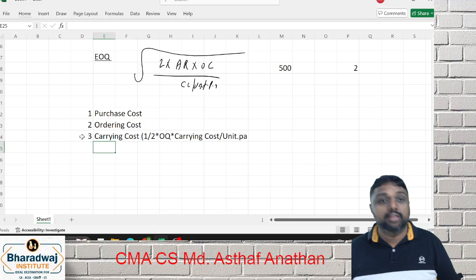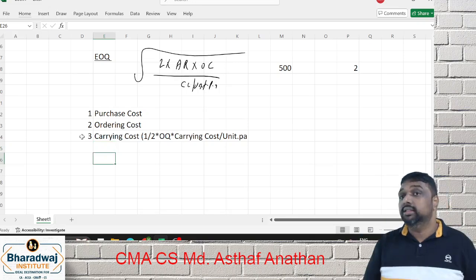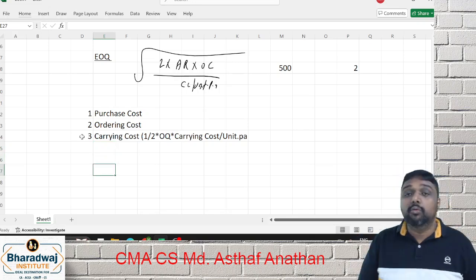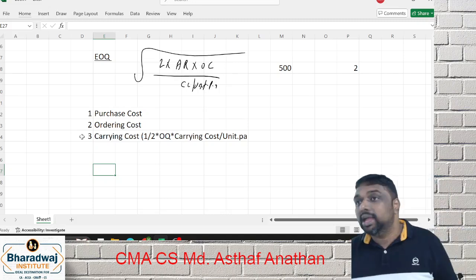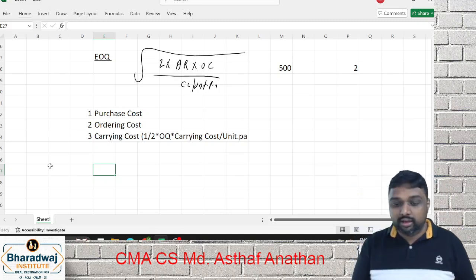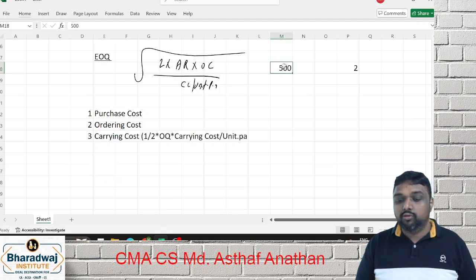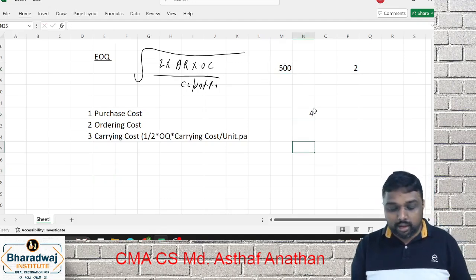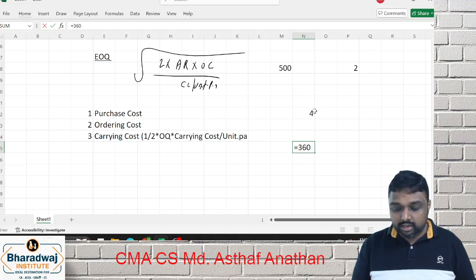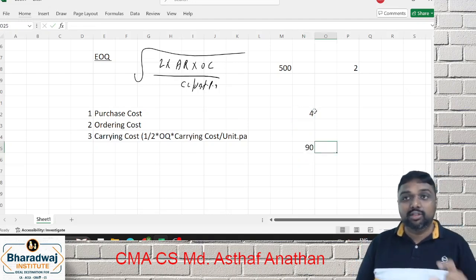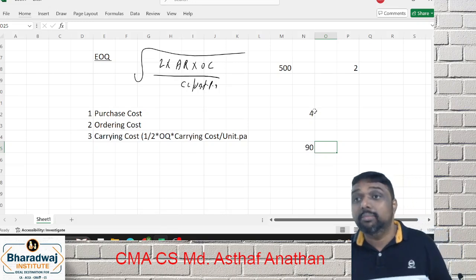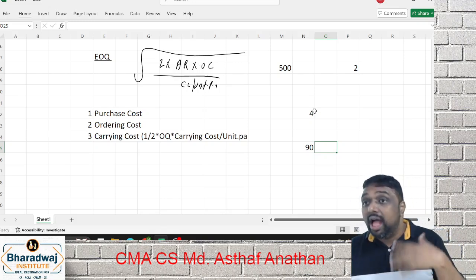What is the amount you can save? Clear? Similarly, they will ask you one more point: what is the time gap between two orders? If you got an EOQ of 500, you will get the number of orders as 4. So what is the time gap? In a year, 360 days divided by 4, you will get 90 days. They will ask you this time gap also. What is the time between two orders? That is also another question.